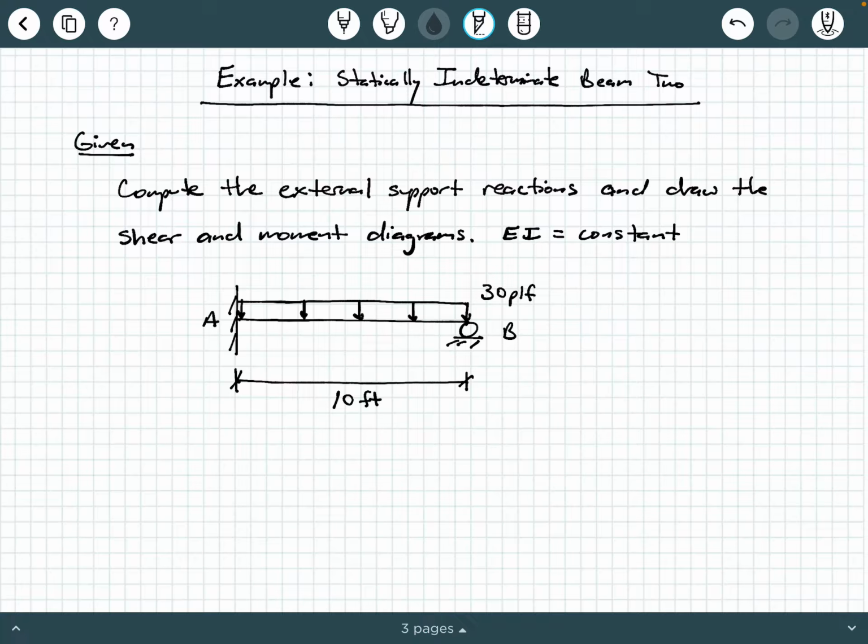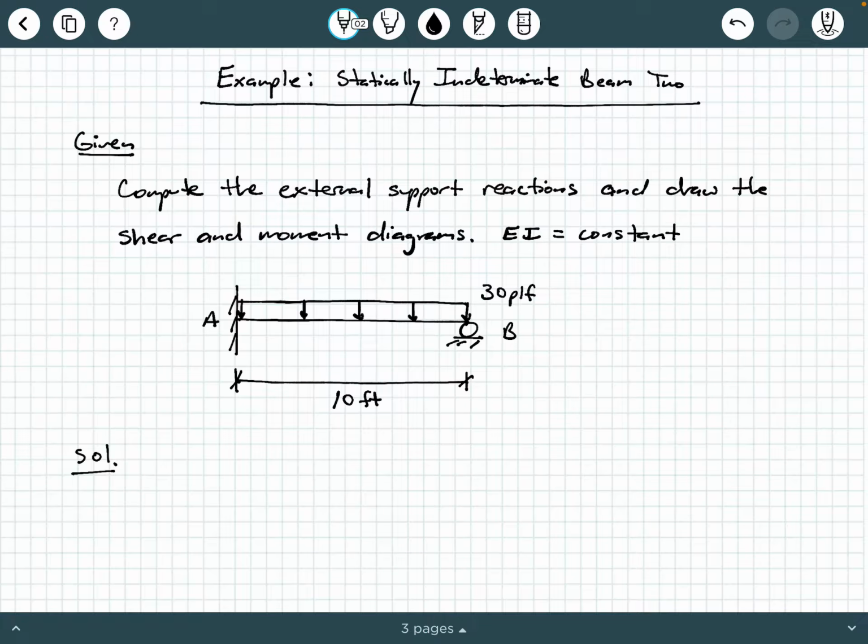The beam we're given is called a propped cantilever beam. It's fixed at A and it is supported by a roller at B. It's supporting a 30 PLF uniformly distributed load over its entire span, which is 10 feet. So let's go ahead and get started. We're going to start by writing solution.